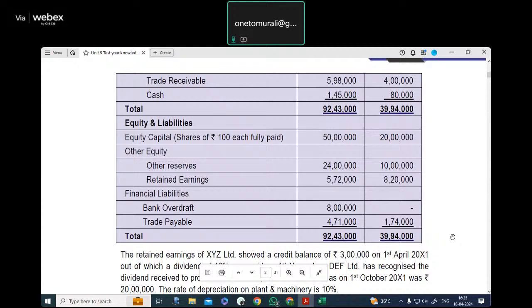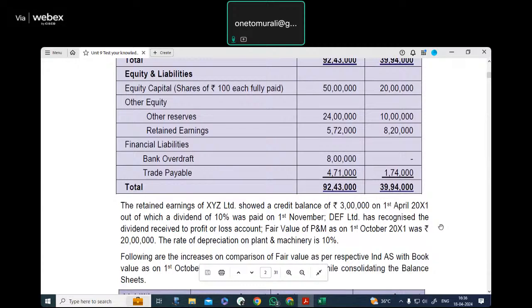Equity and liabilities: equity capital, shares of rupees 100 each fully paid up, 50 lakhs and 20 lakhs. Other equity: other reserves 24 lakhs and 10 lakhs, retained earnings 572 and 890. Financial liabilities: bank overdraft 8 lakhs, and trade payable 475 and 174, total being 9243 and 3994.